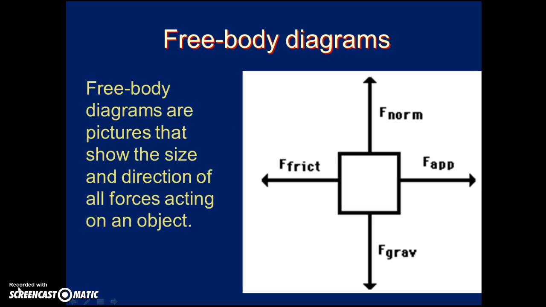Today we're going to talk about free body diagrams and how they're used to show forces acting on an object. Free body diagrams are pictures that show the size and direction of all forces acting on an object. The figure on the right shows 4 different forces acting on an object: normal force, gravitational force, applied force, and frictional force. Make sure that each force is properly labeled.